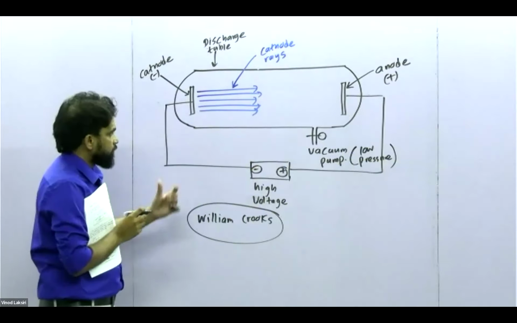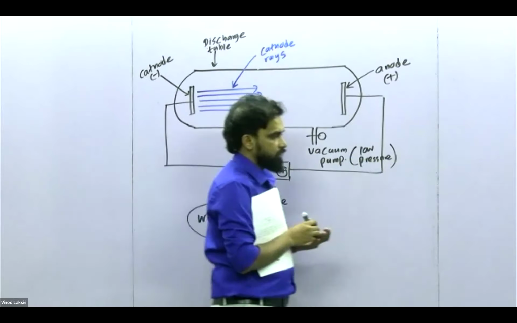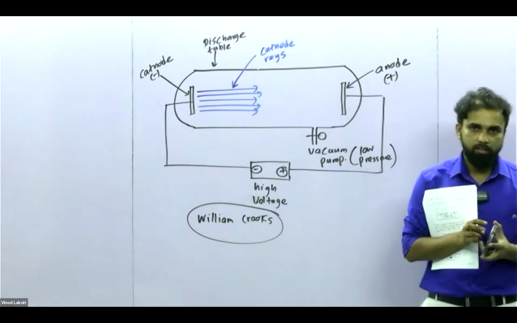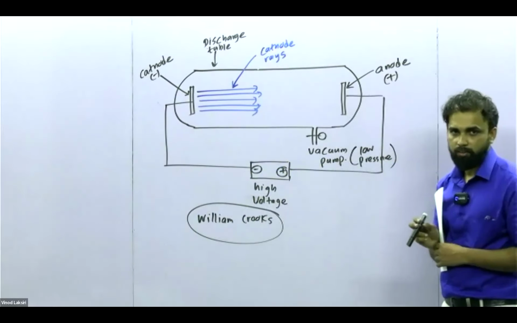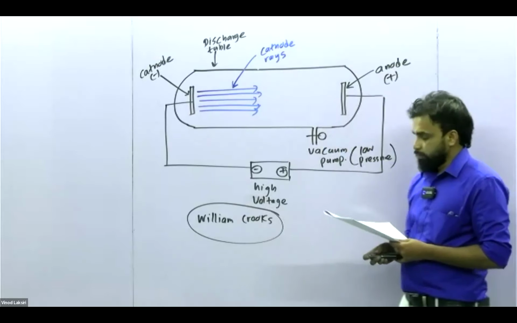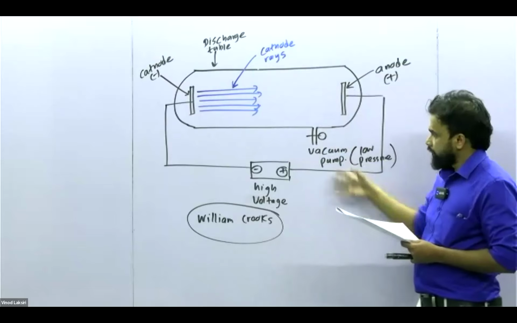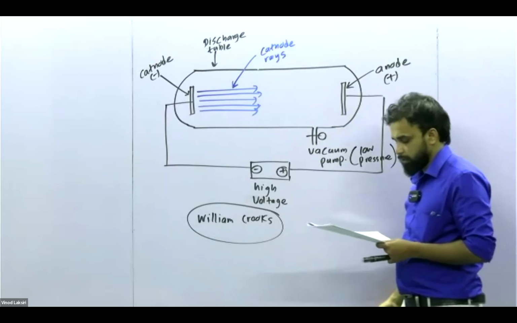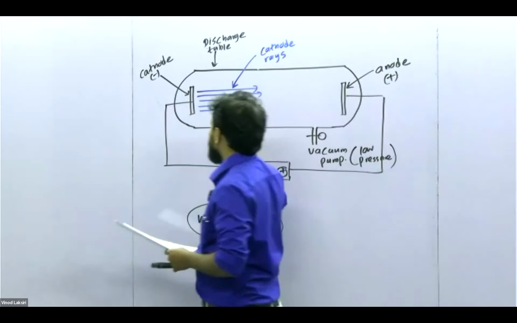Therefore, if there is a question, cathode rays are discovered by whom, the answer is William Crookes, right? Okay, William Crookes is the answer. Then I will continue this part. Okay, and here there is another one.